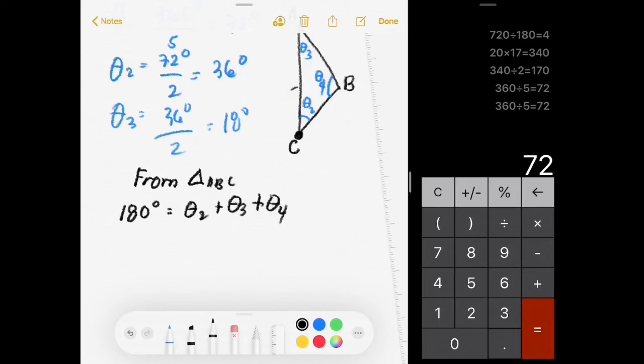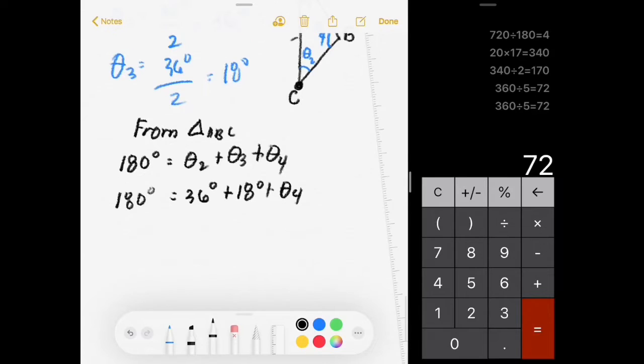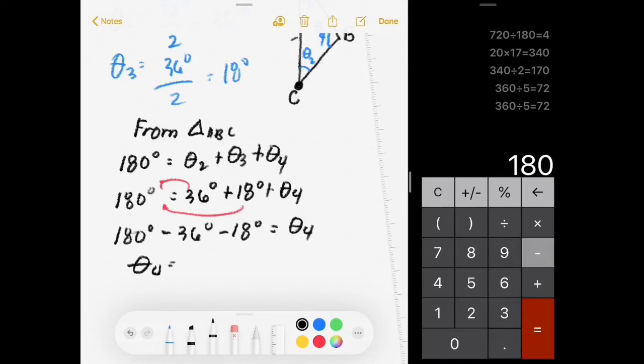So, yun. Matik yan. So, 180, substitute mo lang yung value ng 2. We have 36 degrees. Plus theta 3 of 18 degrees. Plus theta 4. Ayan na. Algebra na lang to. So, transpose natin 36 on this side. So, itong 18 sa kabilang side din. Makukuha natin 180 degrees minus 36 degrees minus 18 degrees equals natin sa theta 4. So, ang theta 4 natin, makukuha natin as 180 minus 36 minus 18. So, your theta 4 is 126 degrees.